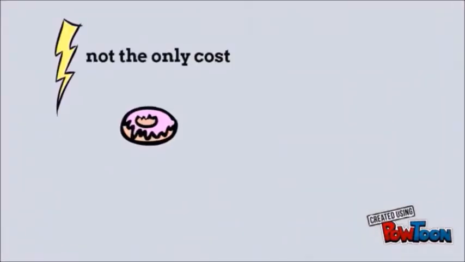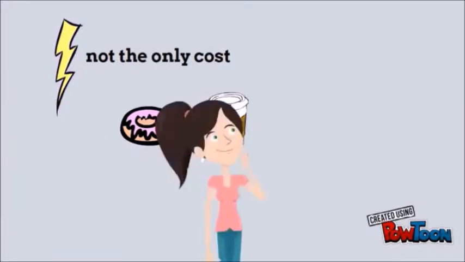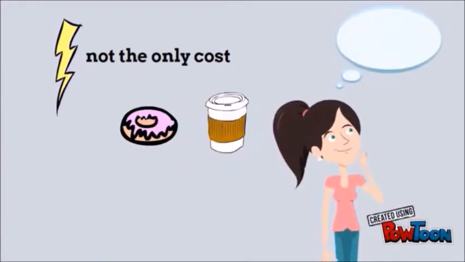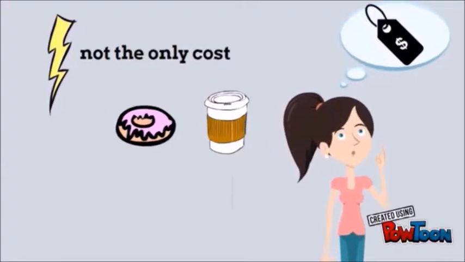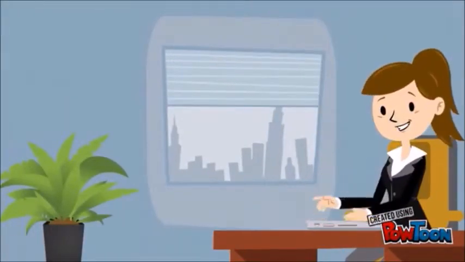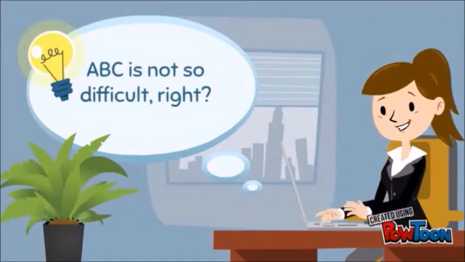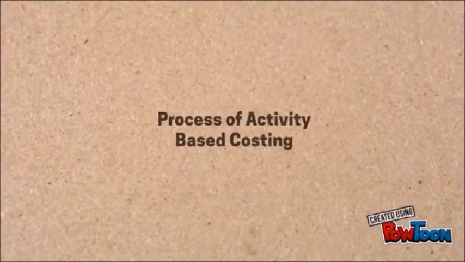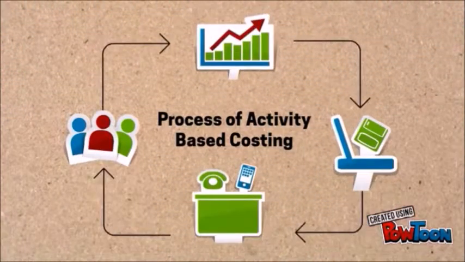Of course, electric power is not the only cost in making donuts and coffee. Therefore, we have to think about other costs as well before making our final pricing decision. See, the basic concept of activity-based costing isn't so difficult. So now, we look into the process of activity-based costing.